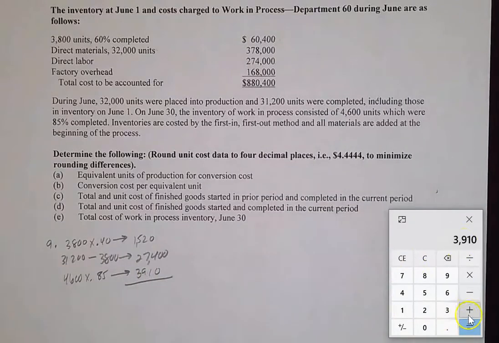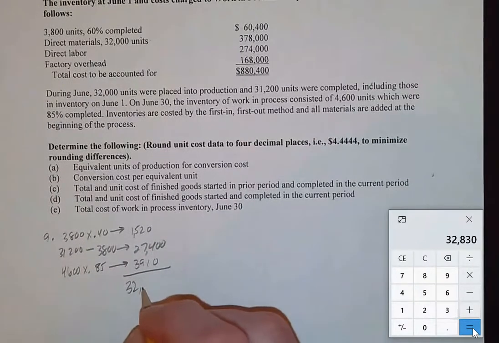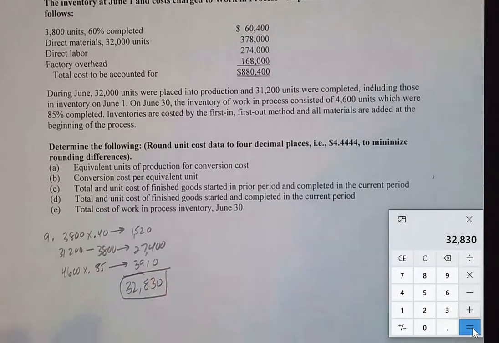We've already got the 3,910, so I'm going to go 3,910 plus 1,520 from beginning inventory, plus the 27,400 units that were started and completed in the period. And this is going to give us our answer of 32,830 equivalent units as to conversion costs. So we have completed requirement A.